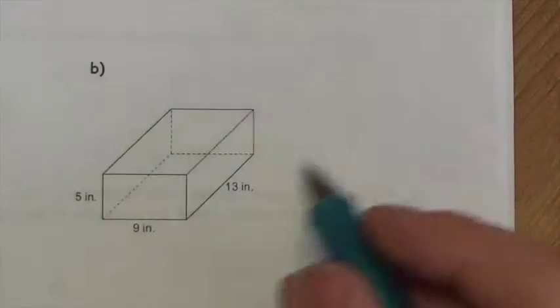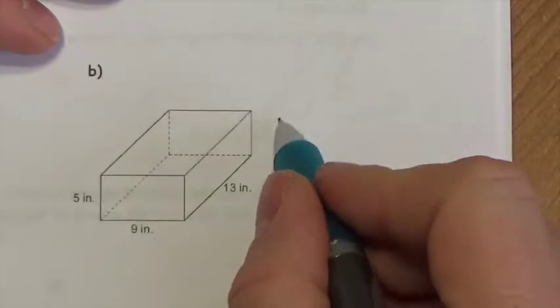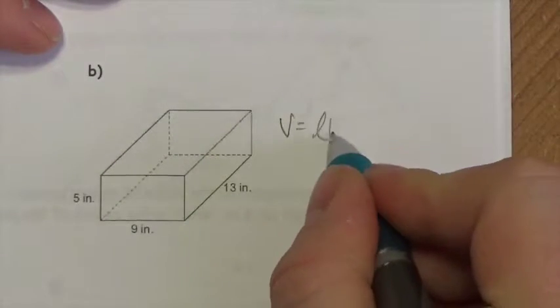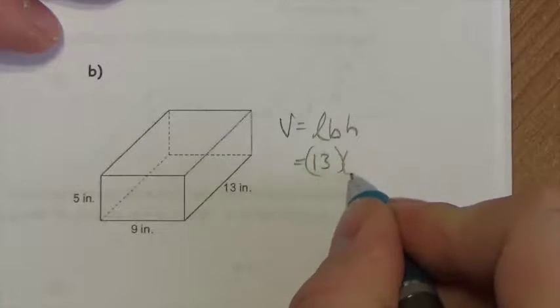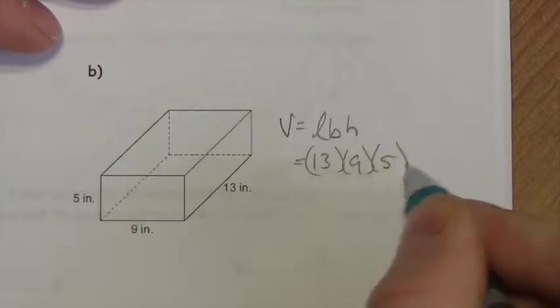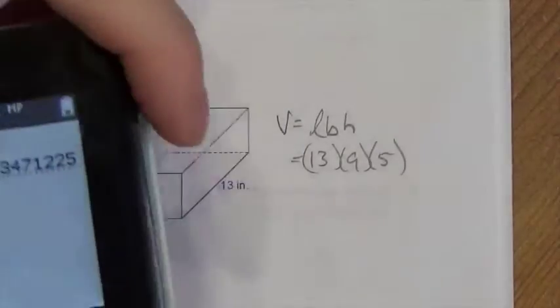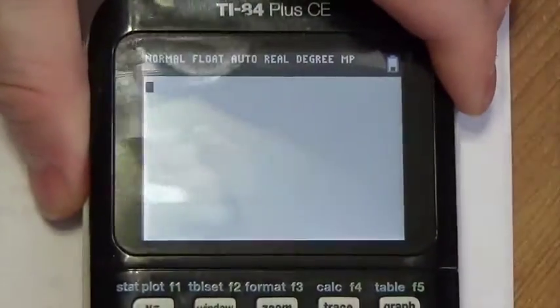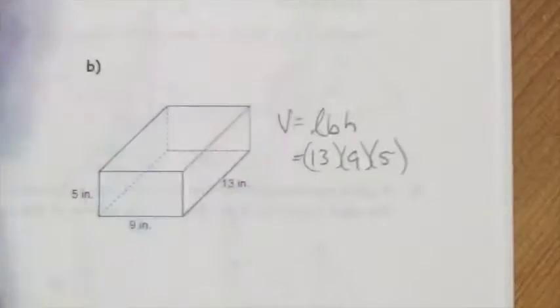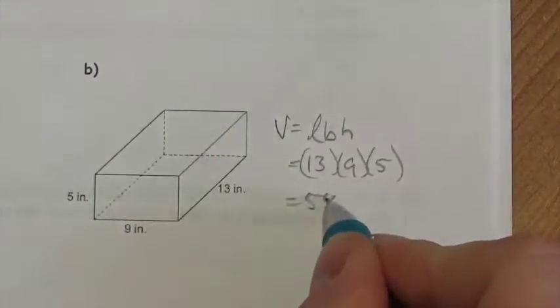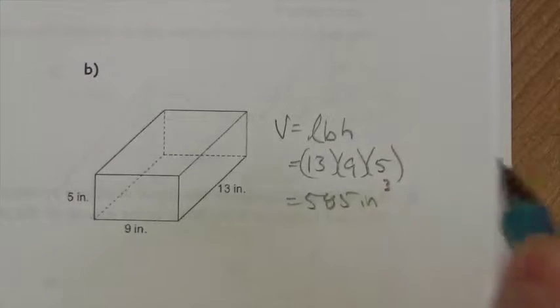This one here, this is obviously a rectangular prism. So the volume is going to be length times base times height. So that's going to be 13 times 9 times 5. And that's a substantially easier calculation here. But we'll go to the calculator real quick. 13 times 9 times 5. 585 inches cubed.